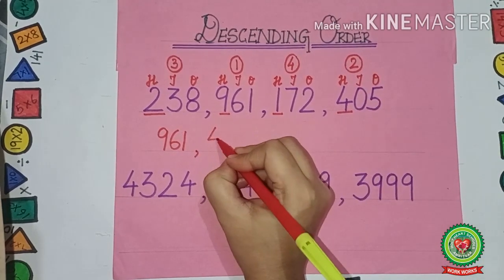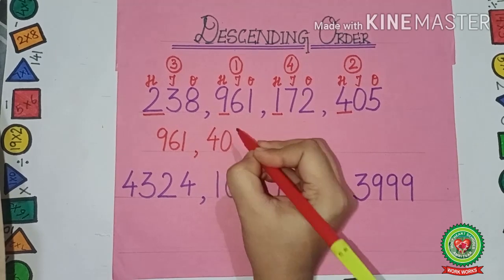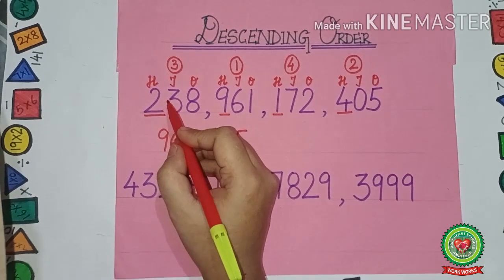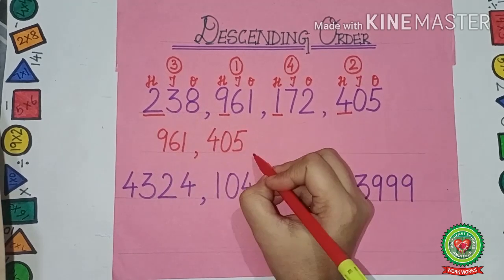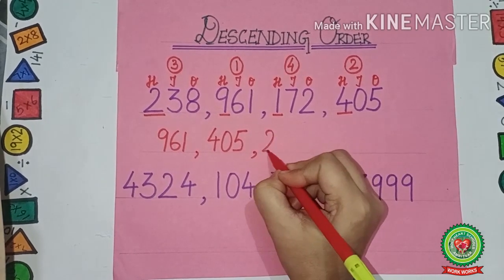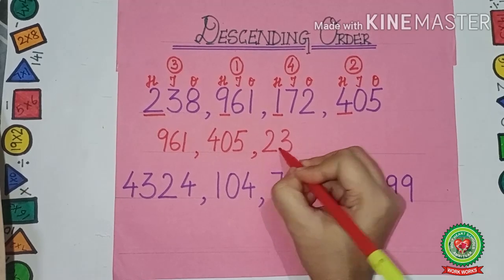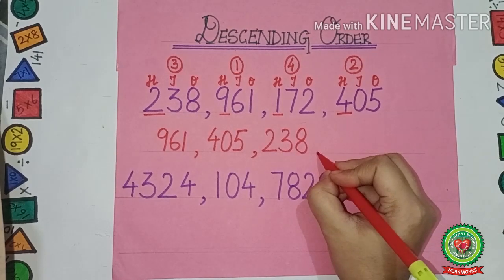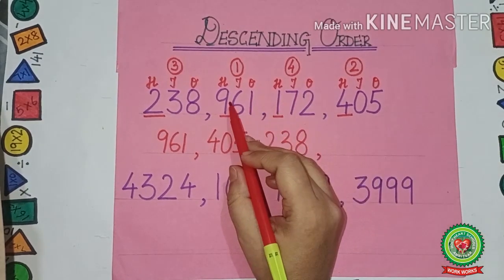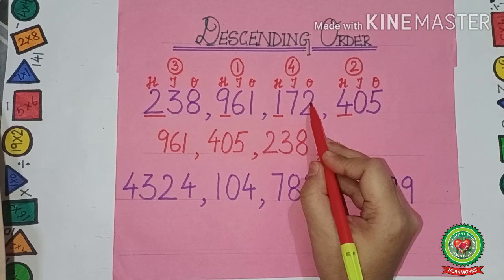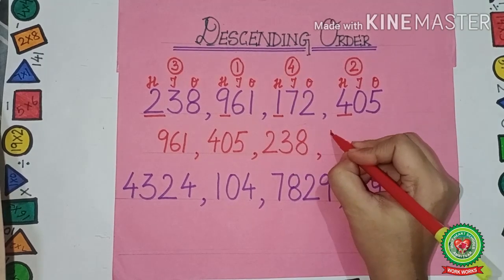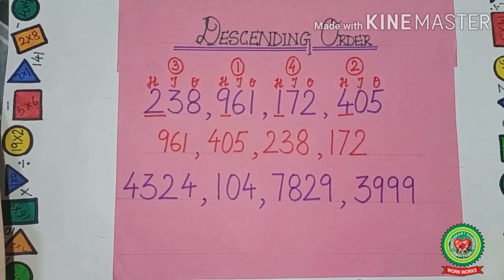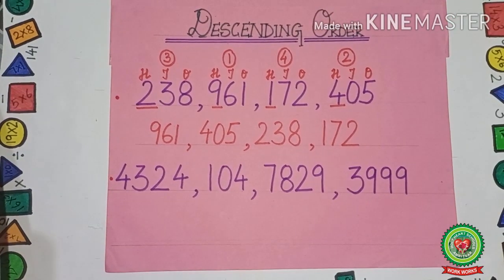So over here we will write down 405. Next one is number 3 is 238. So we will write over here 238. Next is 172. That is the fourth one. So we will write over here 172. See the next example.